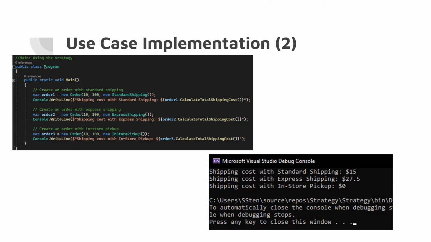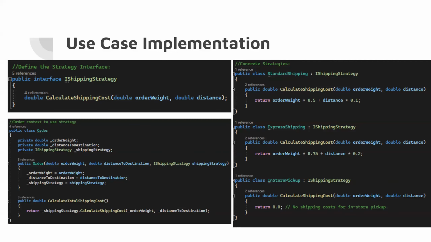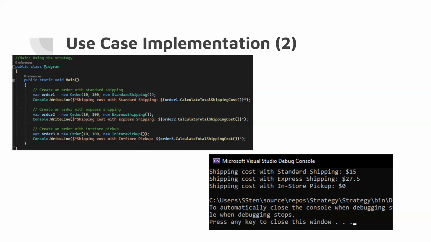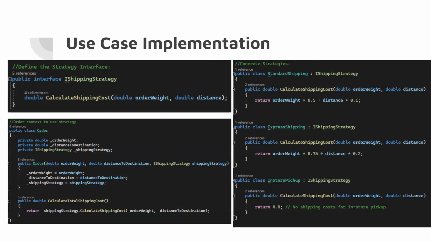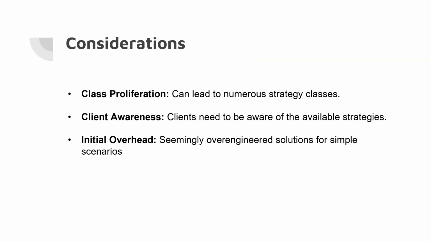Here we're using the strategy, just showing the example code running. The first line, we have an order of standard shipping with parameters 10, 100. So it'd be weight and distance. And we defined for standard shipping, it's half the order weight and a tenth of the distance. So we should end up with 15 for the first one, and we do. So this is just the implementation of each of our strategies that we defined previously.